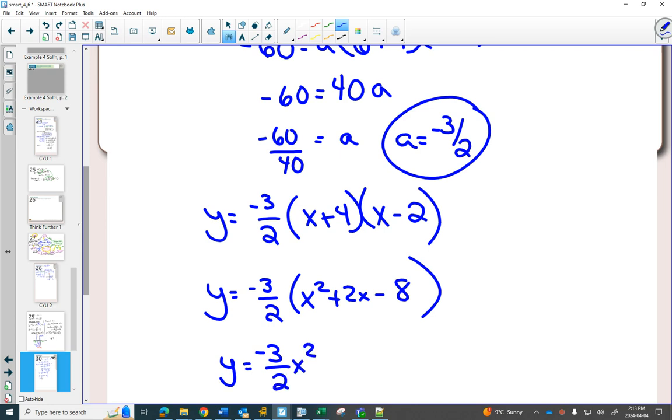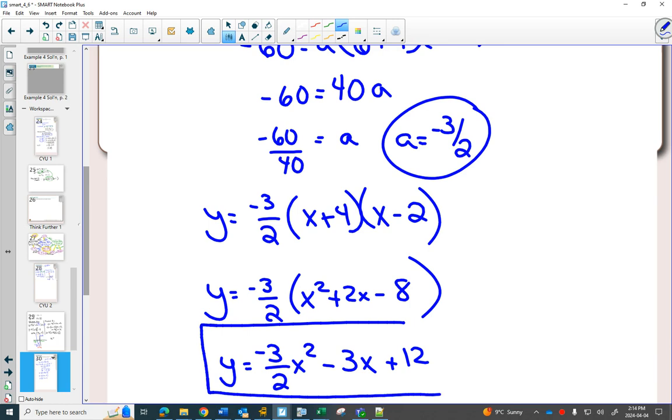This would be plus 24 over 2, which would be plus 12. And then I get my general form in the end. Right? That's my least useful form for graphing.